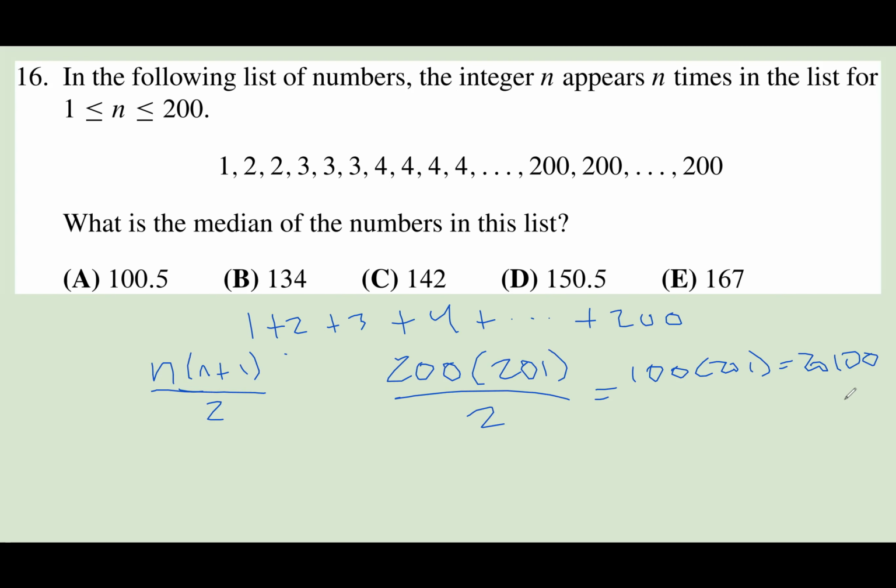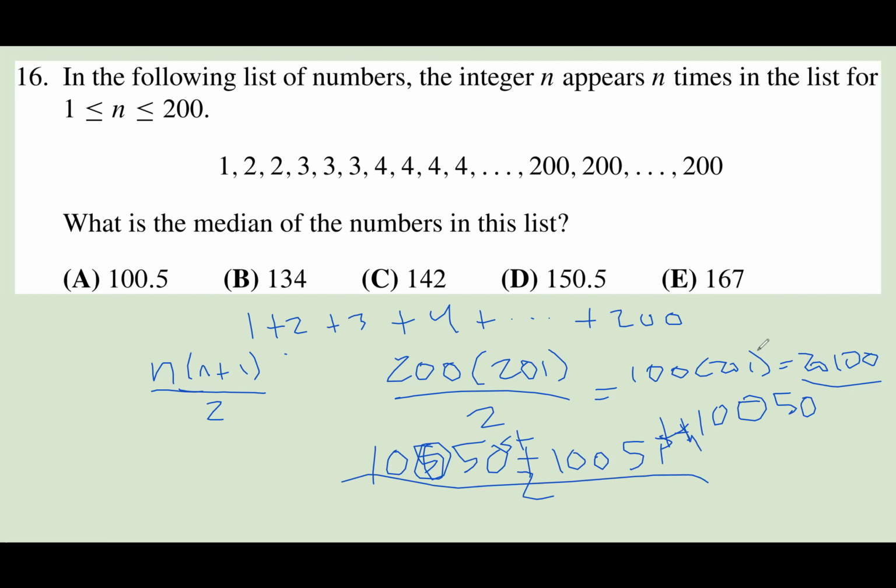Which is an even number. So that means we need to find the average of the two in the middle. So notice that if we split 20100 in half, we get 10050, right? Which means that the median will be the average of the 10,050th number and the 10,051st number, right? So we need to find the 10,050th number in the list.